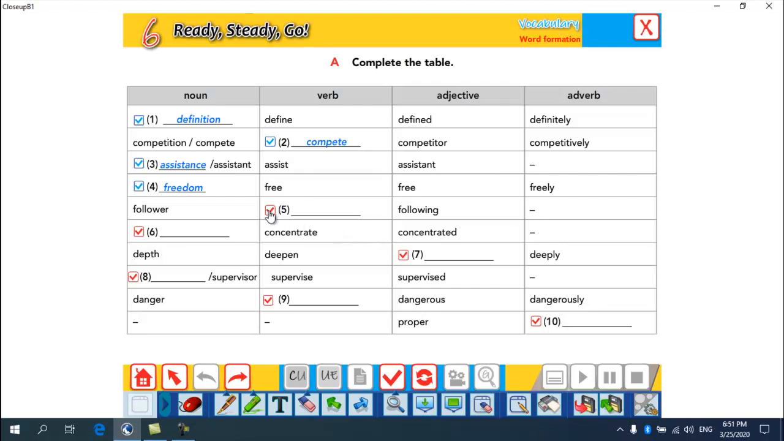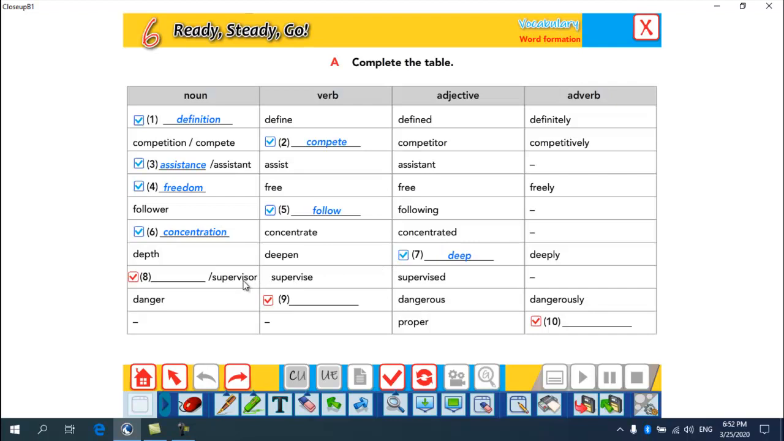Yeah, let's have a look. It's follow, exactly. The sixth one, concentrate as a verb, concentrated as an adjective, and we don't have an adverb for this word. What do you guess the noun from concentrate is? Yeah, it's concentration. Let's have a look at the seventh word. It's depth, or depth is noun, deepen as verb, and deeply as an adverb. What do you guess the adjective is? Deep.